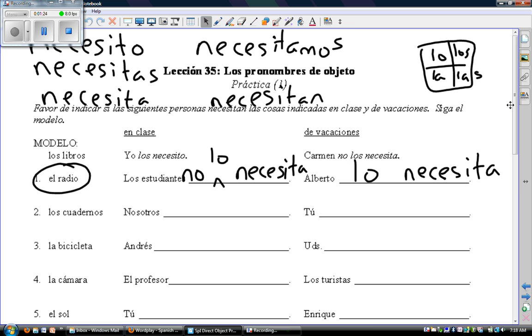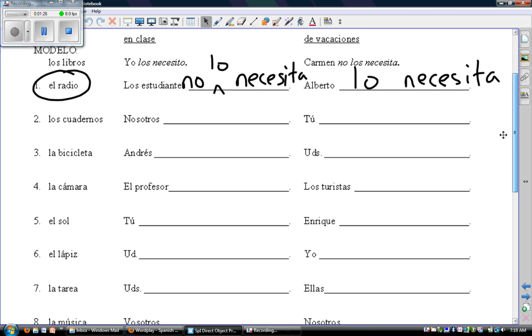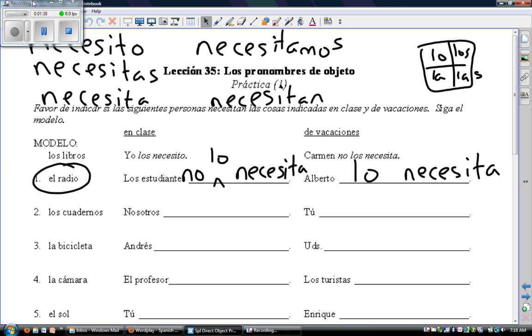So to begin with, we talked about whether people needed certain things when they're in the classroom or on vacation. You see the things indicated over here. You see who the people are here, and then there's one column for classroom and one column for vacations. So I've written up here at the top the forms of to need, and then the 4 words you need to include.